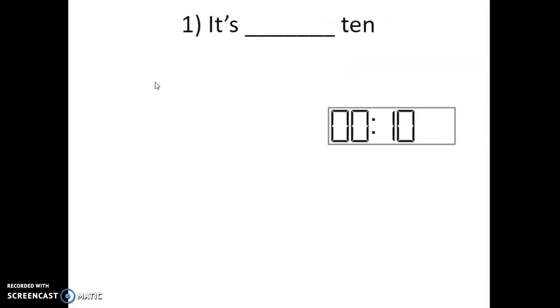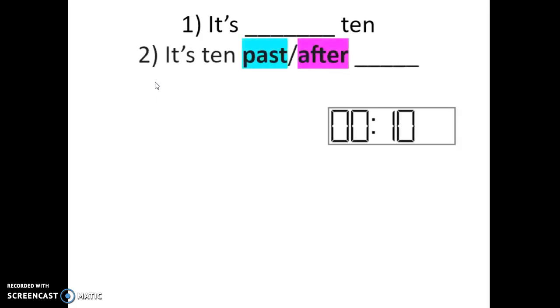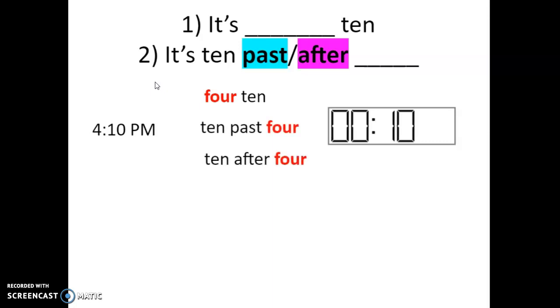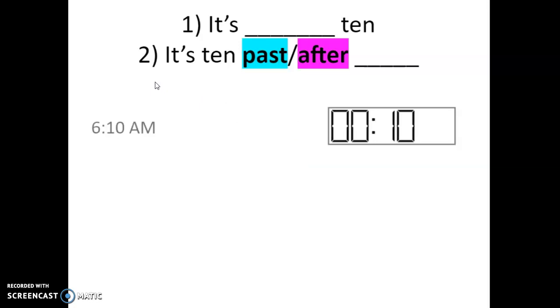Now, when the clock shows 10, we're going to say it's 10, or it's 10 past or 10 after and the time. For example, in this case, we say it's 2:10, it's 10 past 2, or it's 10 after 2. It's 4:10, it's 10 past 4, or it's 10 after 4. It's 6:10, it's 10 past 6, or it's 10 after 6.